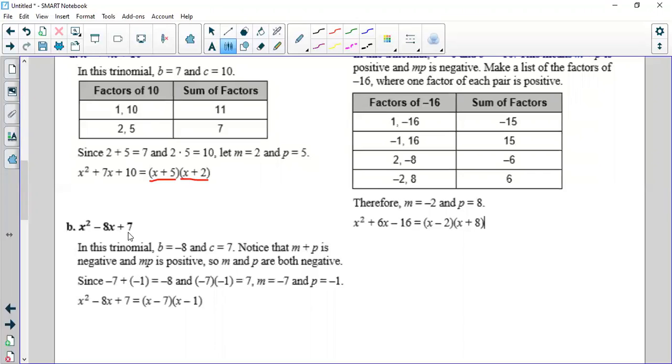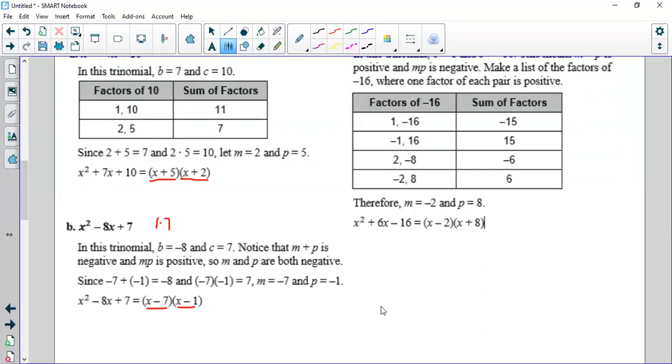So any factors of 7, they're going to add to make 8. Well, there's only one set of factors of 7. 7 is a prime number. The only factors of 7 are 1 times 7. And fortunately, 1 plus 7 makes 8. But 1 plus 7 doesn't make negative 8, so I can't have a positive 1 and a positive 7. I need a negative 7 and a negative 1 to make my negative 8.